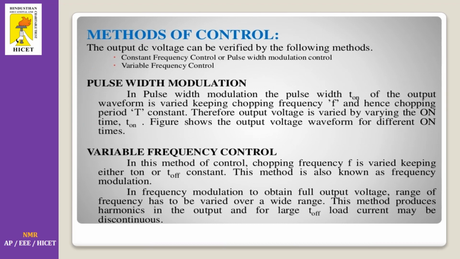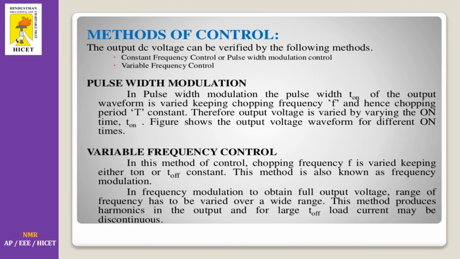Methods of control. The output DC voltage can be varied by the following methods. The first method is pulse width modulation control, and the second method is variable frequency control. The variable frequency control is also called the frequency modulation technique. The first one, pulse width modulation technique. In this technique, the pulse width, that is T-on of the output waveform, is varied by keeping the chopping frequency, and hence the chopping period T, constant. Therefore, the output is varied by varying the on time T-on.